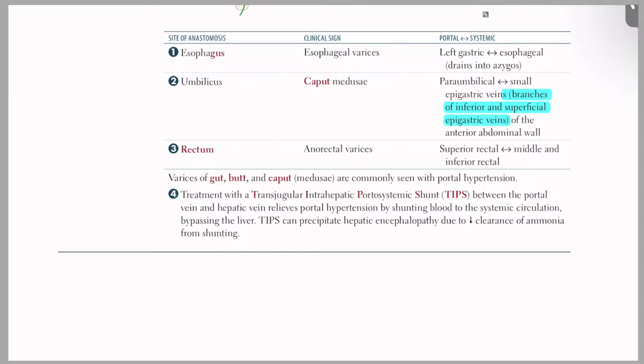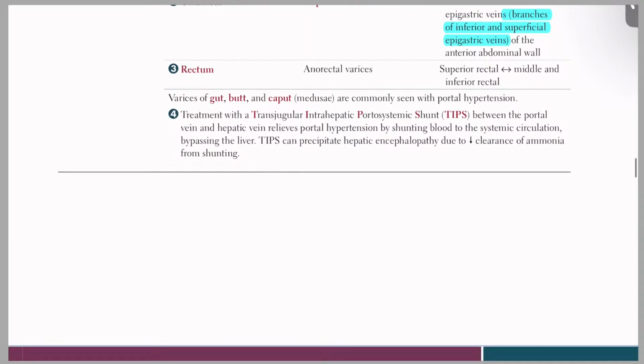Treatment is a transjugular intrahepatic portosystemic shunt, TIPS, between portal vein and hepatic vein. It relieves portal hypertension by shunting blood to systemic circulation, bypassing the liver. TIPS can precipitate hepatic encephalopathy due to decreased clearance of ammonia from shunting.